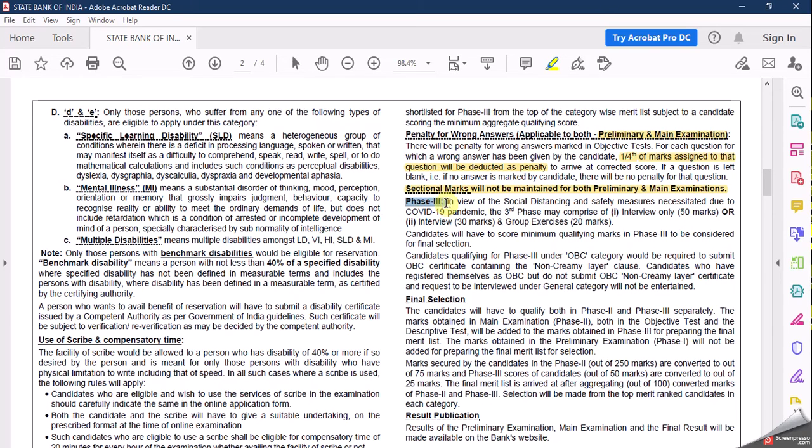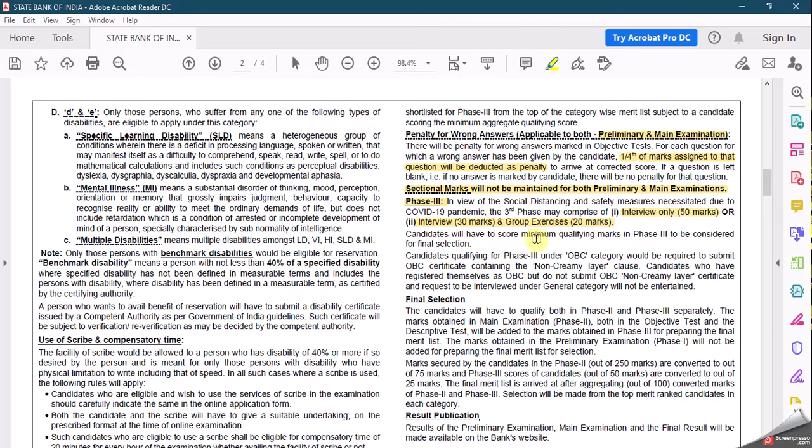Now talking about this phase 3, as you can see, in view of social distancing and safety measures due to this COVID pandemic, the third phase may comprise an interview only, that is of 50 marks, or it can have an interview of 30 marks and group exercises of 20 marks. So it is up to them what they actually want to conduct in phase 3. They can conduct simply an interview of 50 marks, or they can do the interview for 30 and group exercises just for 20 marks.